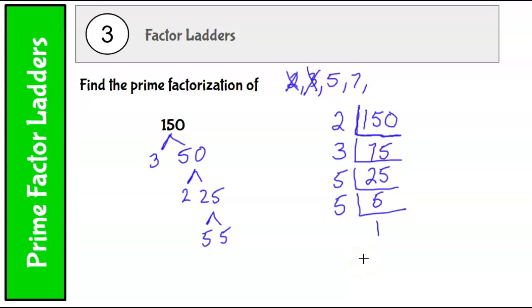When you get down to 1, that's right, you're done. All right, and these are my prime factors all lined up in a row. So 150 is 2 times 3 times, I have 2 5s, so 5 to the second power. And that's how you do prime factorization with factor ladders.